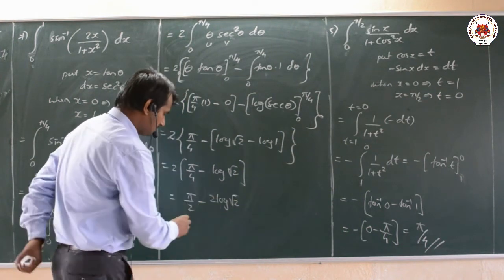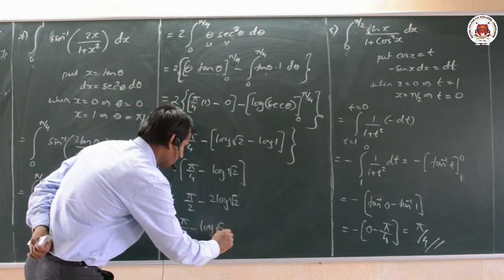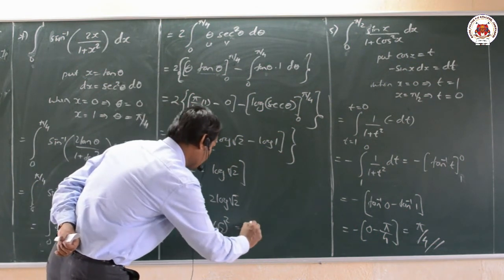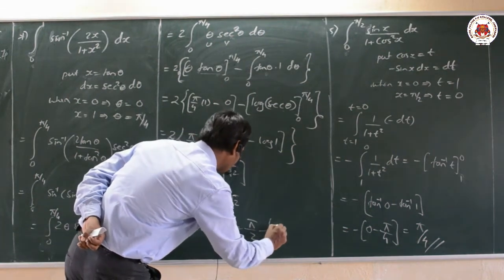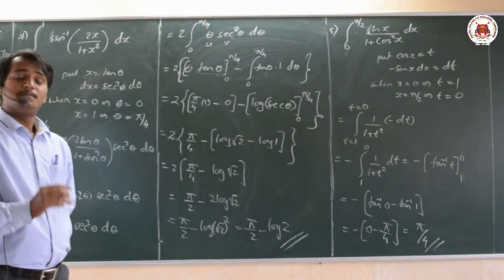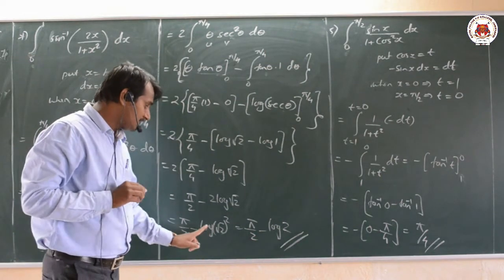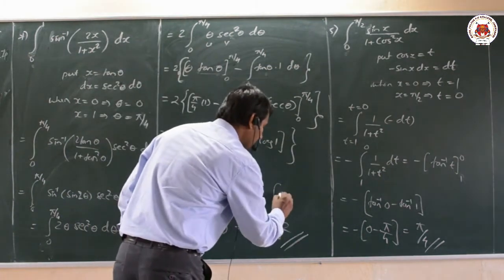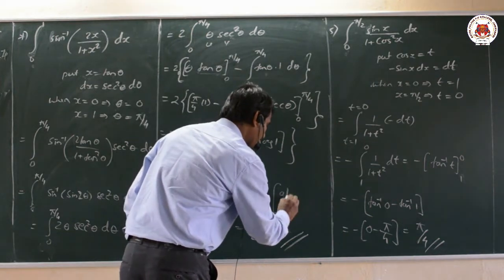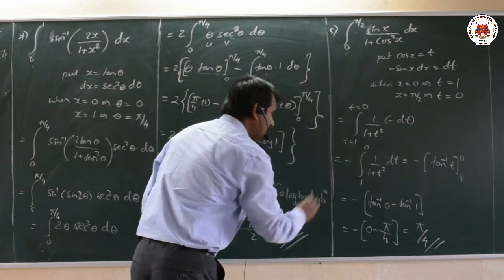Here log 2 means pi by 2 minus log of root 2 squared, that is nothing but pi by 2 minus, root 2 squared is nothing but 2 only. So what we get, the answer is pi by 2 minus log 2. Here we are making use of the logarithm property. What is the log property? That is a log b equal to log of b to the power of a.